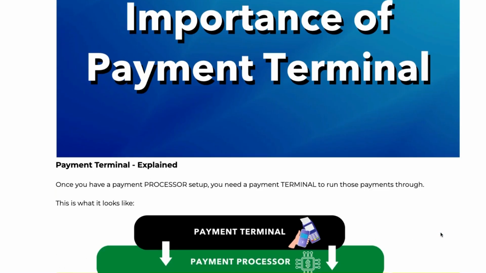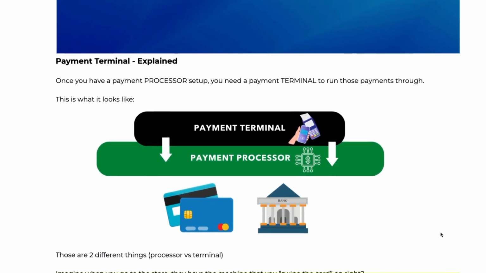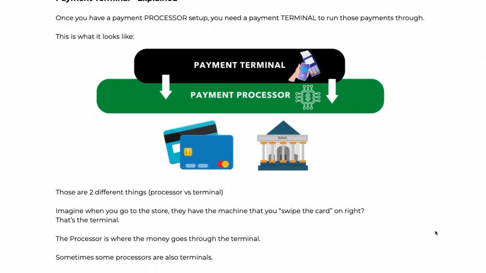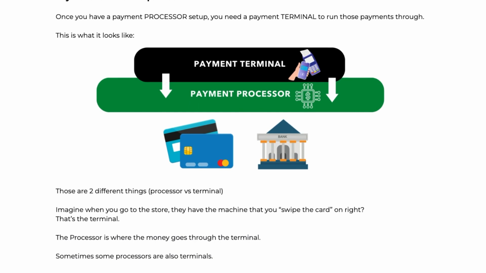So in the previous section, we did go ahead and talk about setting up your payment processor, okay? And now we're going to talk about setting up your payment terminal that you're going to run those payments through. So this is what the actual visual looks like. You have your payment processor, and then on top of your payment processor sits your payment terminal. That way all of your card transactions, all of your money flows from your terminal into your payment processor, and then the payment processor works with the card companies and the banks in order to go ahead and get that money accordingly, right?